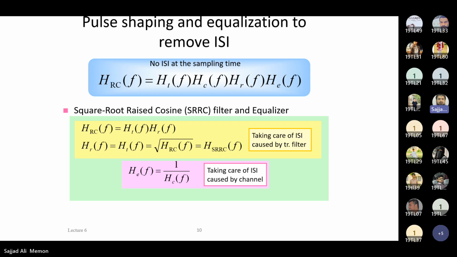So HE is your equalizing filter, and HRC is the raised cosine filter, and HRRC is your square root raised cosine filter, that will take care of the intersymbol interference introduced at the transmitter and receiver filter. Whereas in the channel, it will be the equalizer that will take care of the ISI.